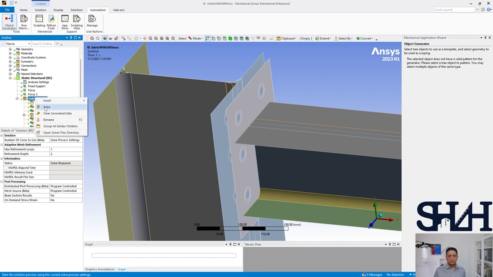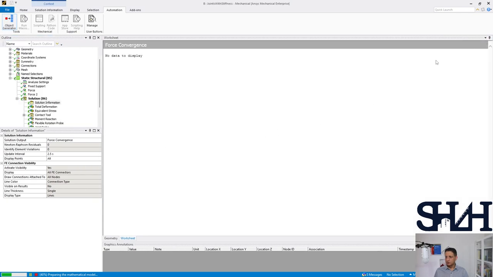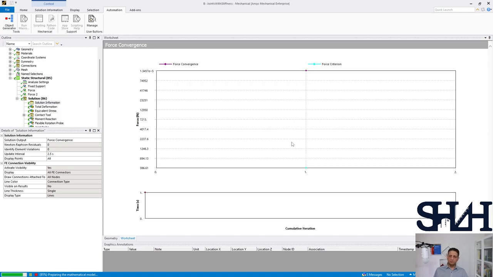Just solve. As far as it's not nonlinear analysis, it might be much faster than nonlinear material modeling. So we can expect to get the results quite fast. I can close this automated object generator. Last time it was only 5 steps, and I don't think that it would be more than that this time as well.